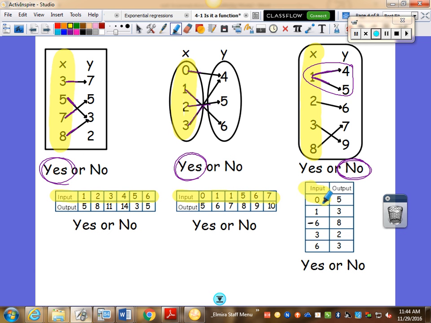In tables, the top row or the first column represent your x's. And it's the same idea. I'm just looking for duplicates. 1, 2, 3, 4, 5, 6. No duplicates, so that's a function. 0, 2 1s, circle it. That makes this not a function.